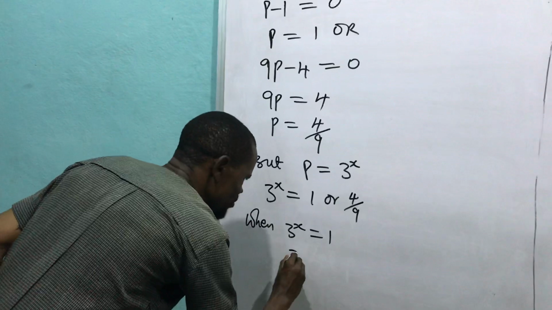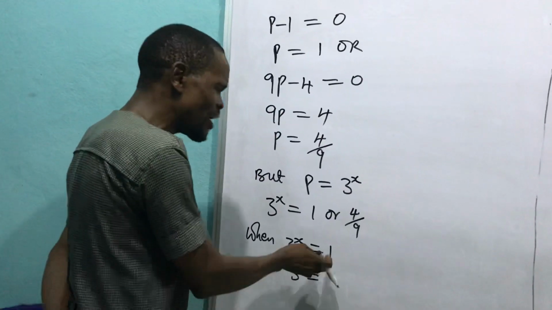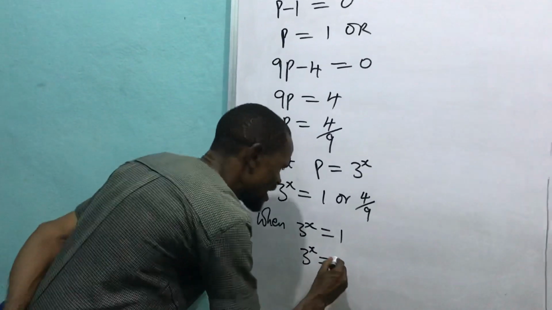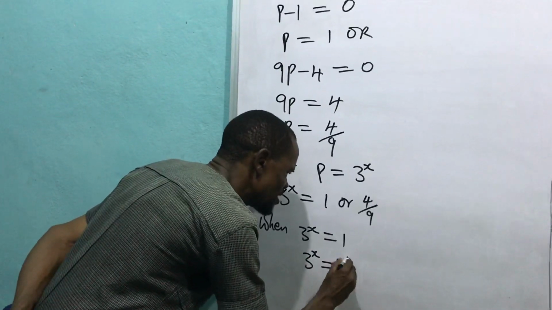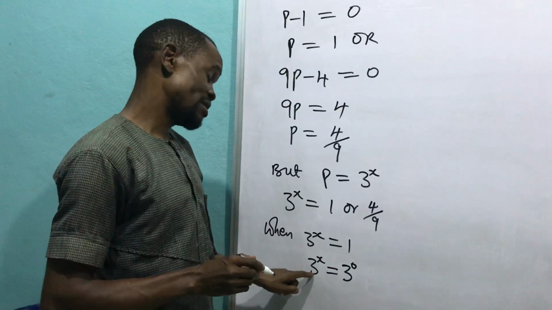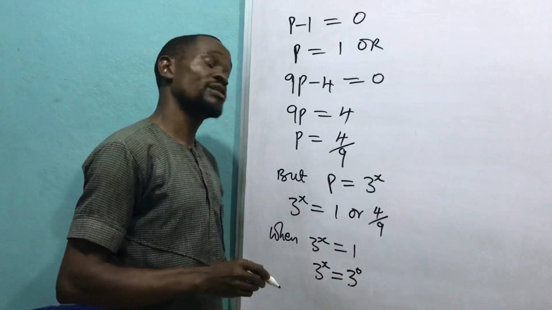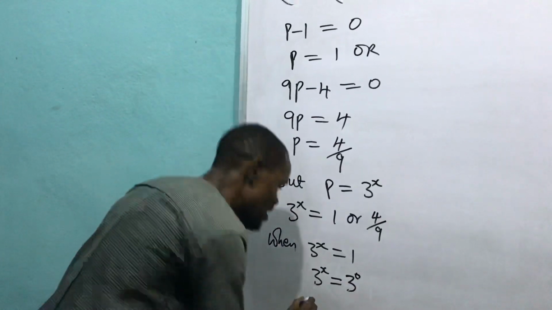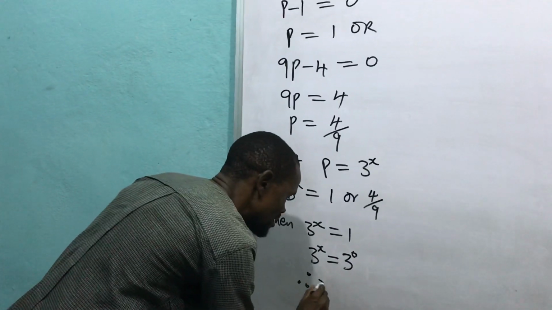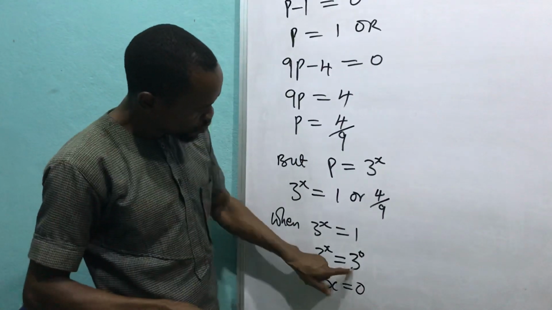I will have 3 raised to power x equals to... how do we represent 1 in indices? Anything raised to power 0 is 1. This man is base 3, so I will now say 3 raised to power 0 is 1. Anything raised to power 0 is 1. Therefore, I can now say that x is equal to 0. What I did is that I've made them to have the same base.